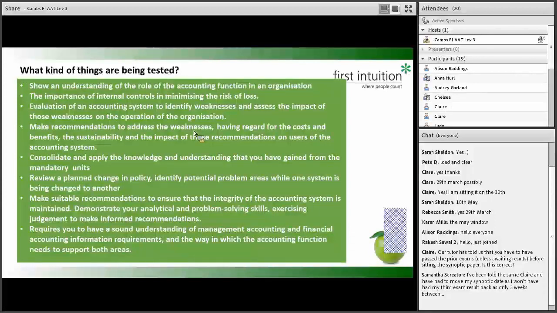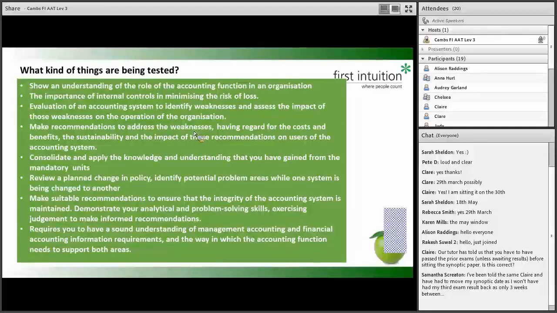So we might need to identify weaknesses and see how we address them. Making recommendations. There's a mention of having regard for the costs and benefits of our recommendations. If we're making a recommendation, we want the benefits to outweigh the costs. Otherwise, is the organisation really going to implement whatever we've recommended?